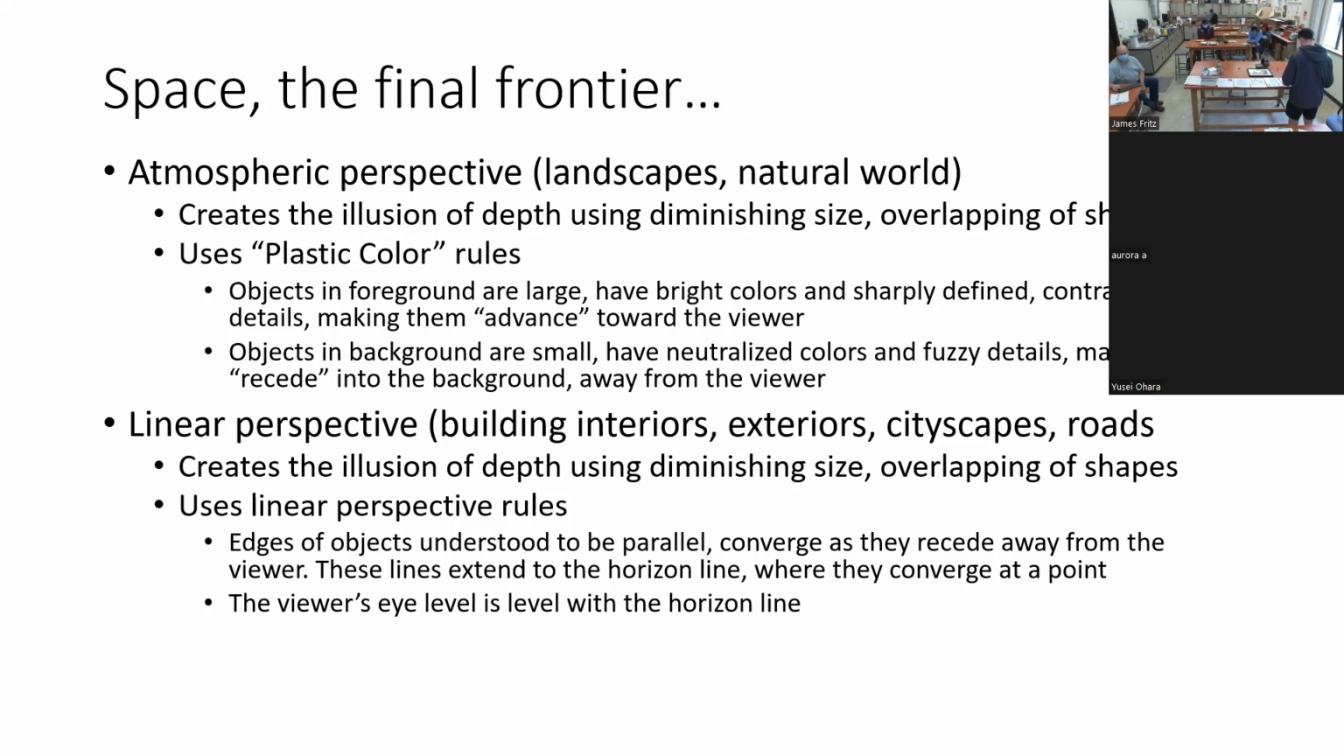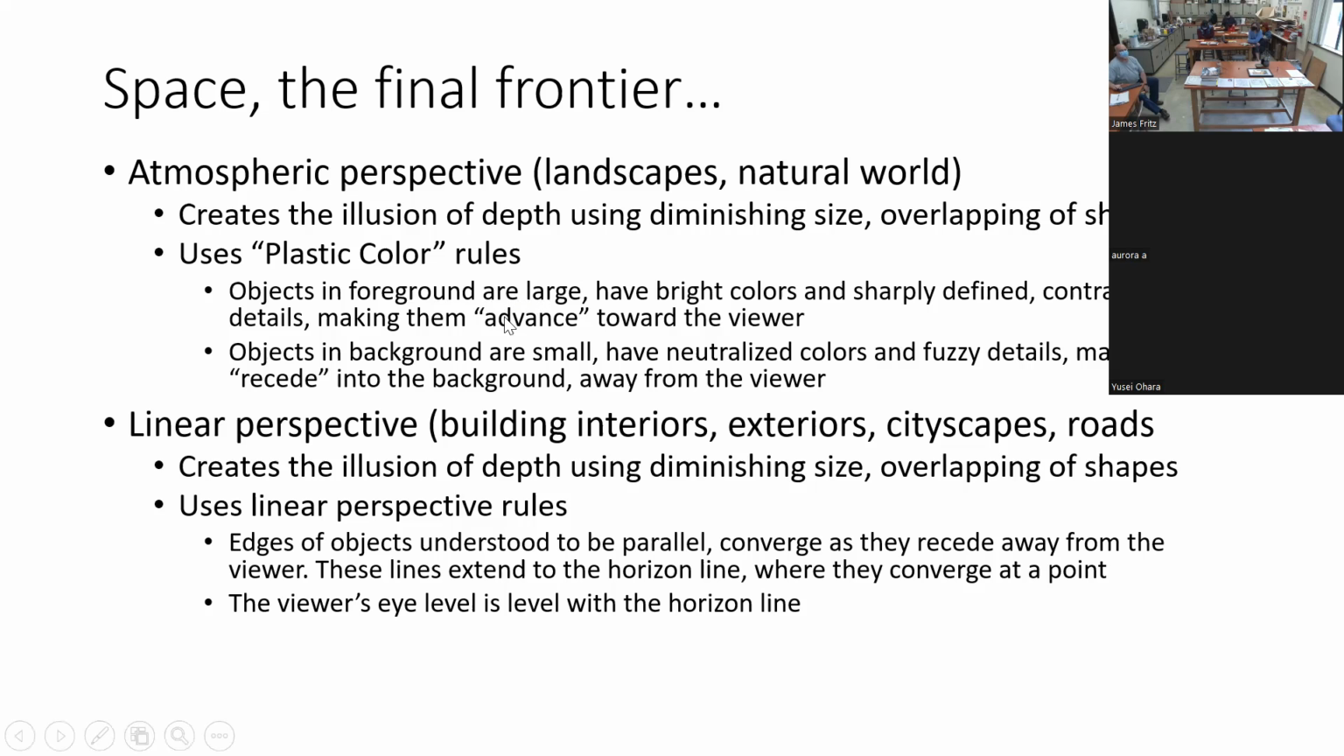But first, we're going to talk about atmospheric perspective. This is used primarily in landscapes and the natural world. Landscape painters do this all the time. We're going to look at some of the great American landscape painters from the 19th century. This creates the illusion of depth using diminishing size of objects, overlapping of shapes. It also uses all the plastic color rules that we've been talking about.